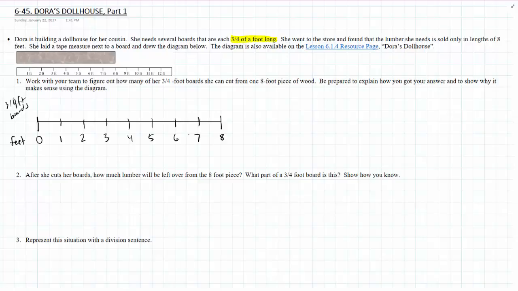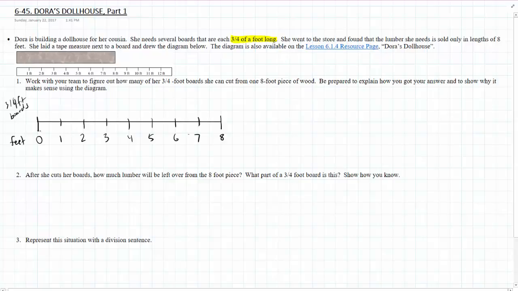of a foot long. She went to the store and found that the lumber she needs is sold only in lengths of 8 feet. She laid a tape measure next to each board and drew the diagram below. Okay, so that means she has an 8-foot piece of wood, like this. What we're going to do is work it out and figure out how many of the 3/4 foot boards can she cut from one 8-foot piece of wood.